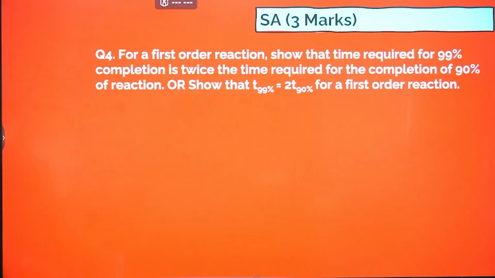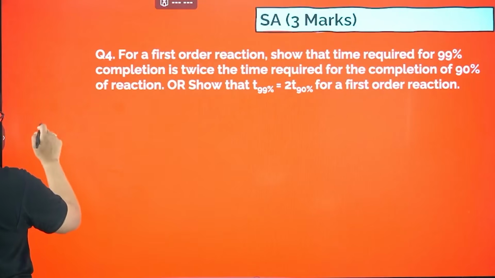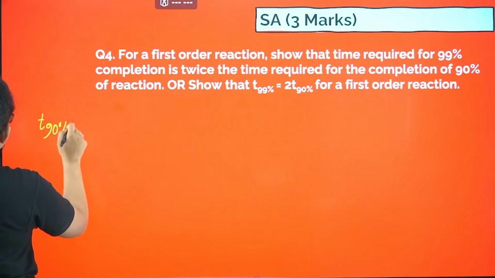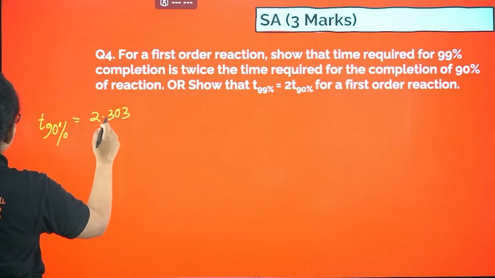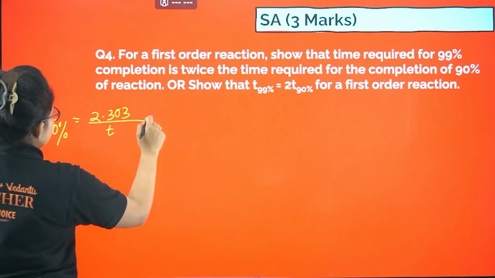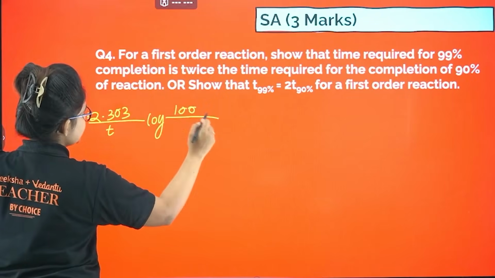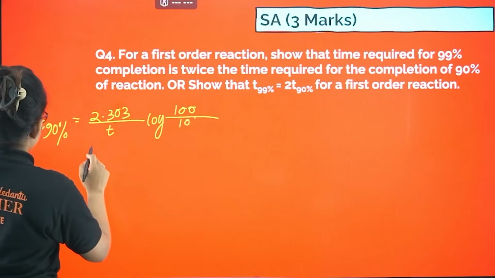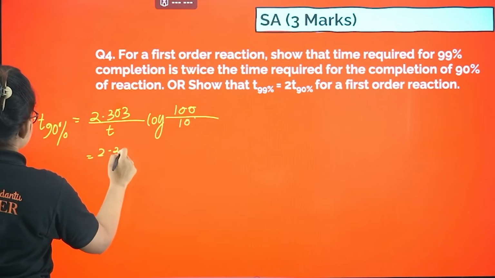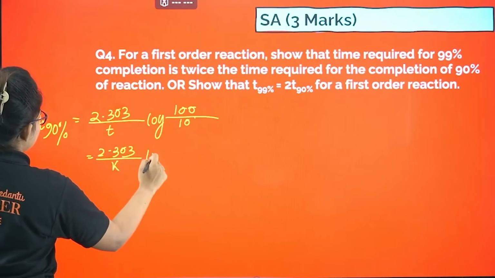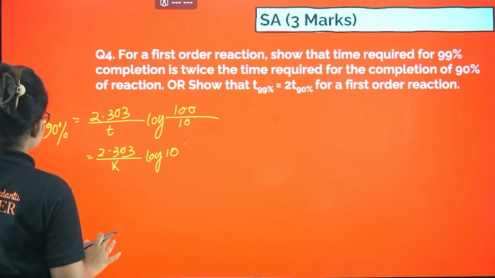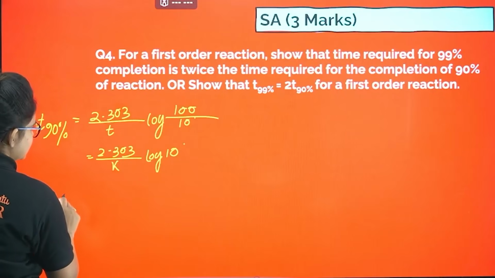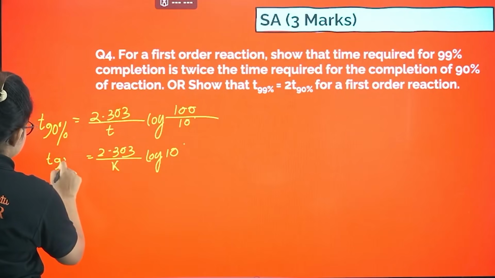Okay, so for a first order reaction, show that the time required for 99% completion is twice the time required for the completion of 90% reaction. Fine, let's do it. So T of 90% is 2.303 divided by K log A0 over A. A0 is 100, 90% completed means A is 10. From here I can write 2.303 by K into log 10. That's it. This is T of 90%.